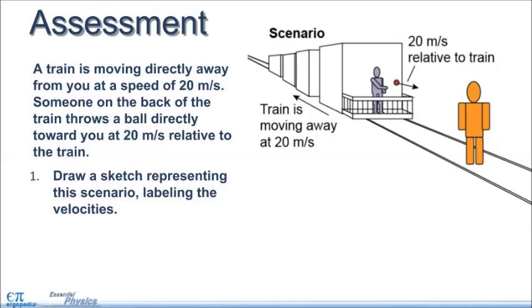Assessment. A train is moving directly away from you at a speed of 20 meters per second. Someone on the back of the train throws a ball directly toward you at 20 meters per second relative to the train. Draw a sketch representing this scenario, labeling the velocities.